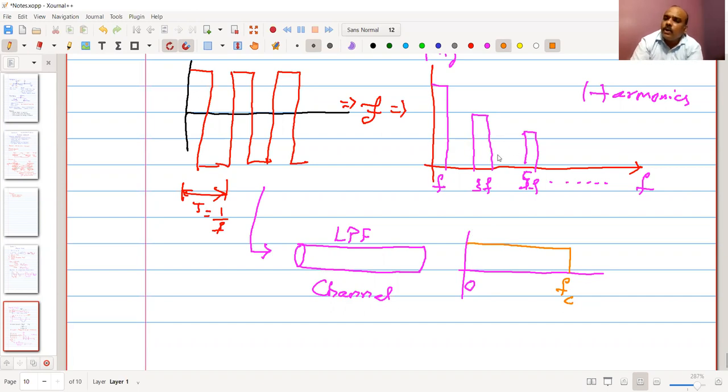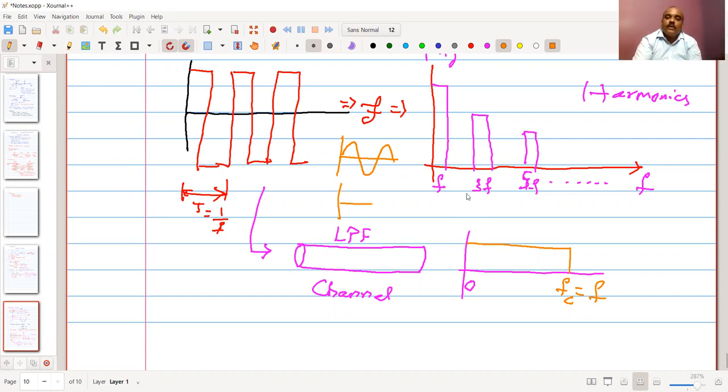It is called FC. So not all the harmonics are transmitted, only a few. If I receive only one harmonic, I will not get a square wave. If the channel can only send up to F, only one harmonic, the fundamental frequency, then this wire is a low pass filter that cannot transmit all the frequencies. Imagine it can only transmit F, not beyond. The signal received at the other end of the cable will not be a square wave. Instead, it is just a sine wave, completely distorted. You cannot call this a square wave.